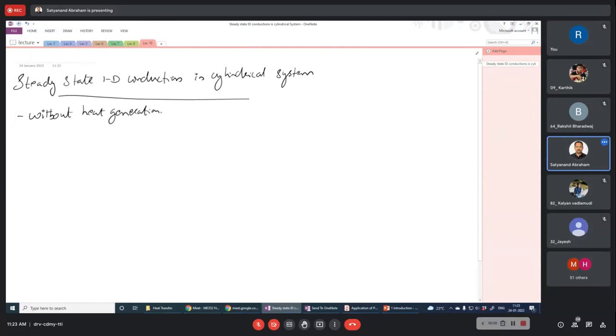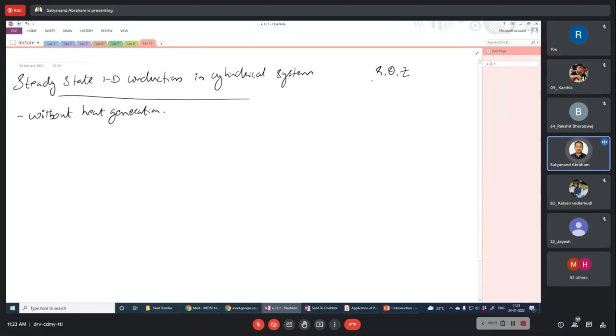Okay. So in the radial system, the 1D conduction, what we are actually seeing is that in a radial system we have r, theta, as well as the length direction, which we can call z. Here, what we are saying is that the variation is only along which direction in most of the conditions we can consider?